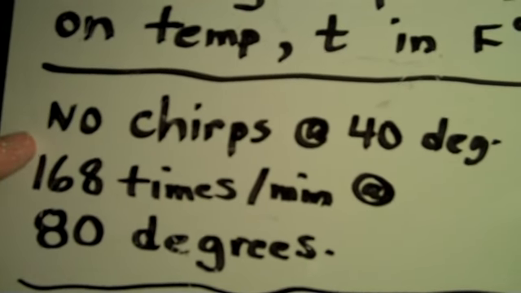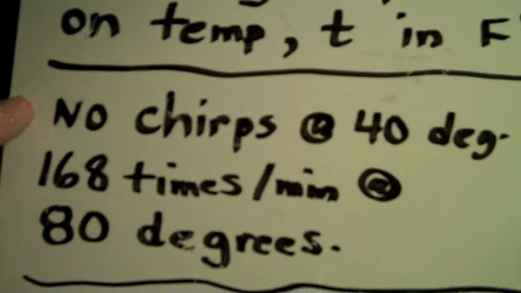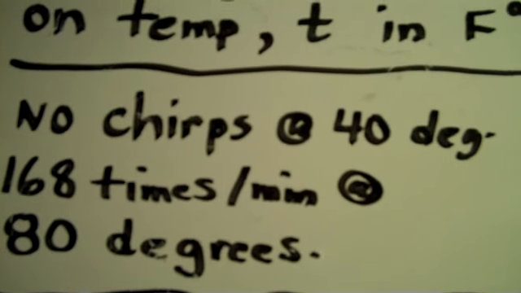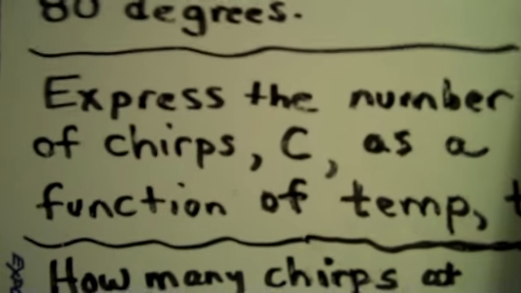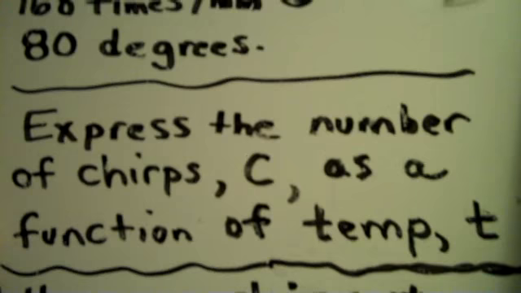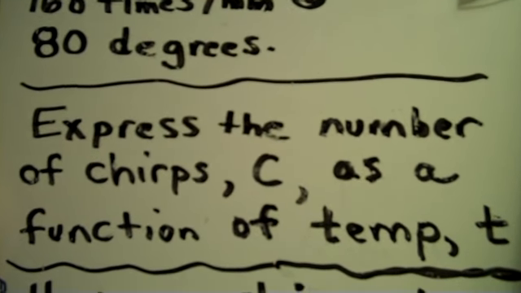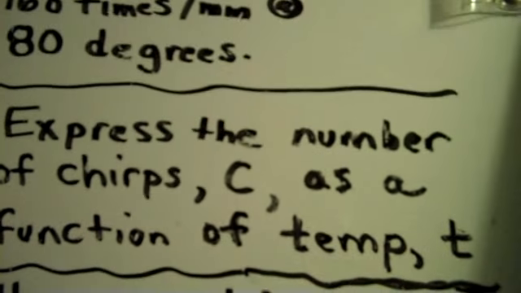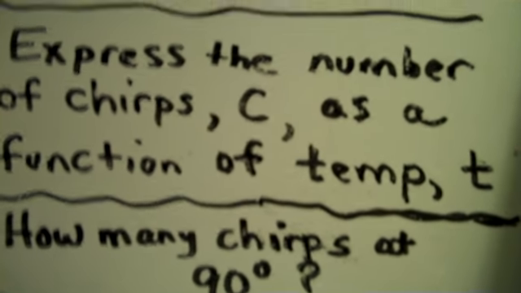There are no chirps when it's 40 degrees Fahrenheit. There are 168 chirps per minute at 80 degrees Fahrenheit. So the first question is, express the number of chirps C as a function of temperature T. And then the final question is, using our formula, how many chirps will there be at 90 degrees Fahrenheit?